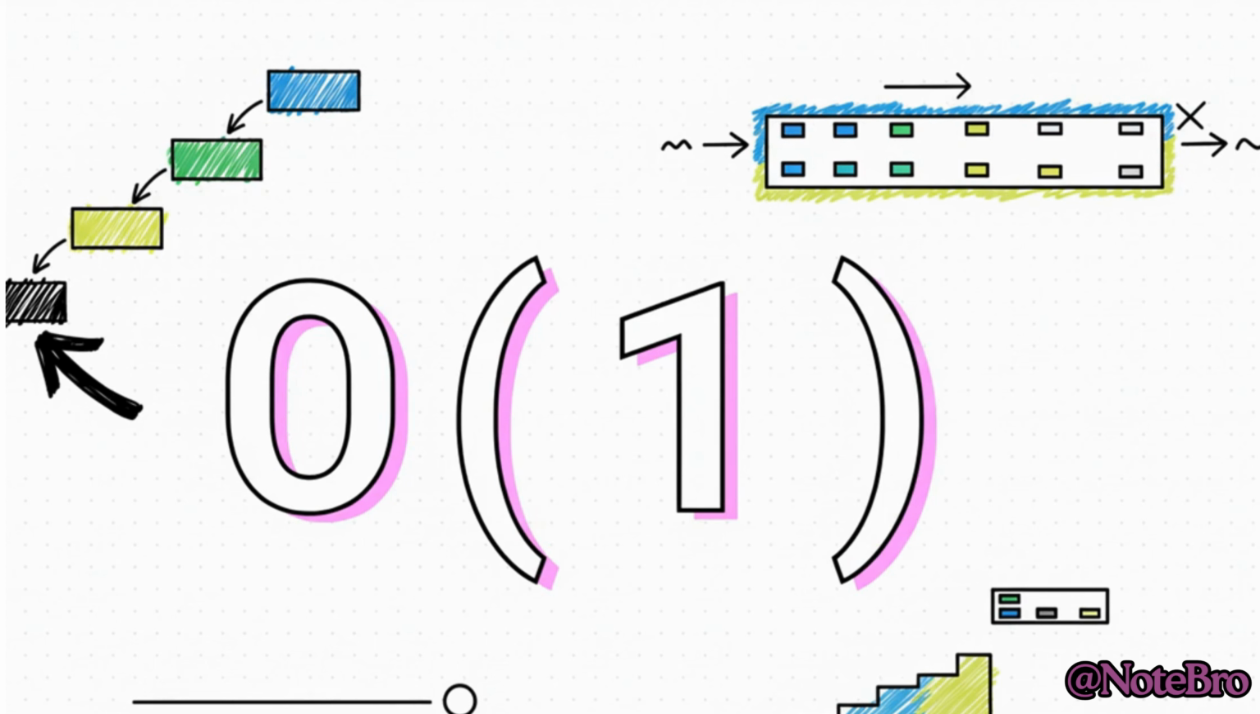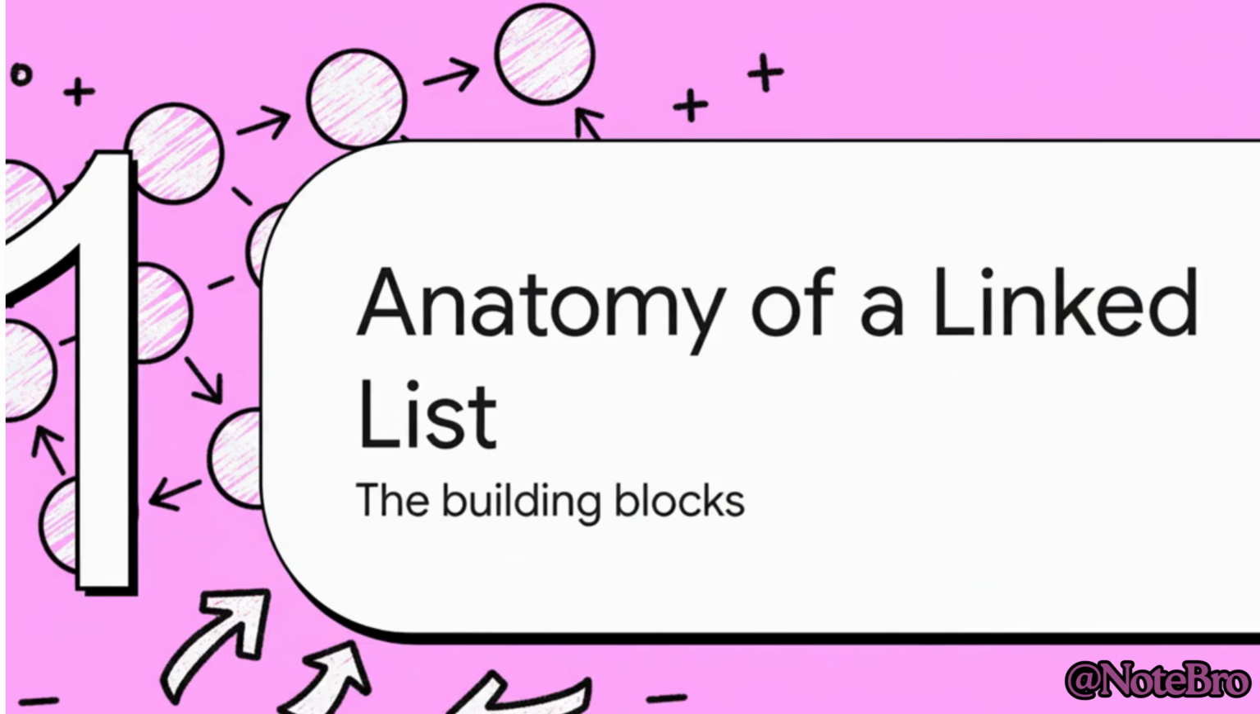A linked list can add an element to the front in what we call constant time, or O(1). Just think about that for a second. The time it takes is always the same, a constant, whether your list has 10 items or 10 million. It doesn't get slower as it gets bigger. So how is that even possible? To get how that works, we've got to pop the hood and look at the anatomy of a linked list. It all starts with its basic building block.